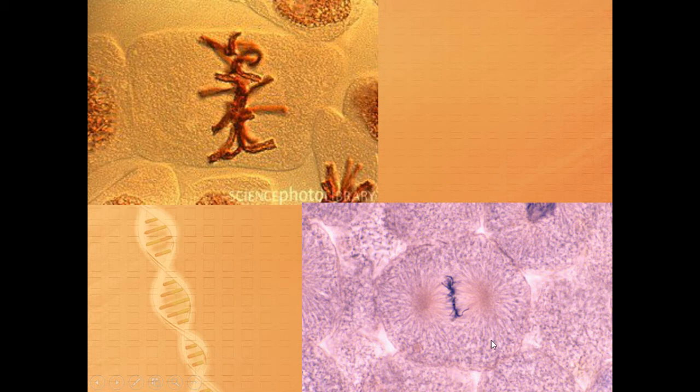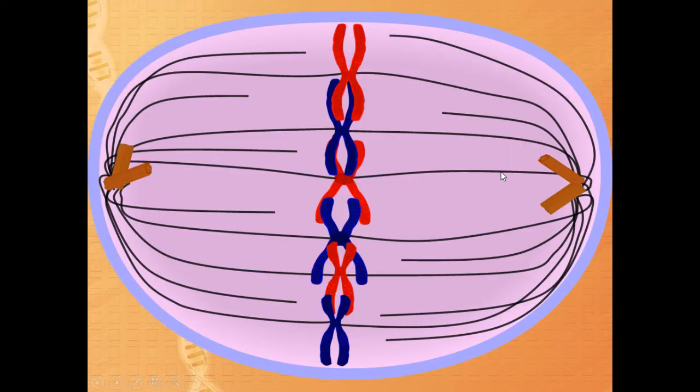Down here we have an animal cell, and you can actually see the spindle fibers in the animal cell pushing those chromosomes. This one's just a little easier to see. They're colored in two different colors because one is going to represent the original DNA and one is going to be the copied DNA.